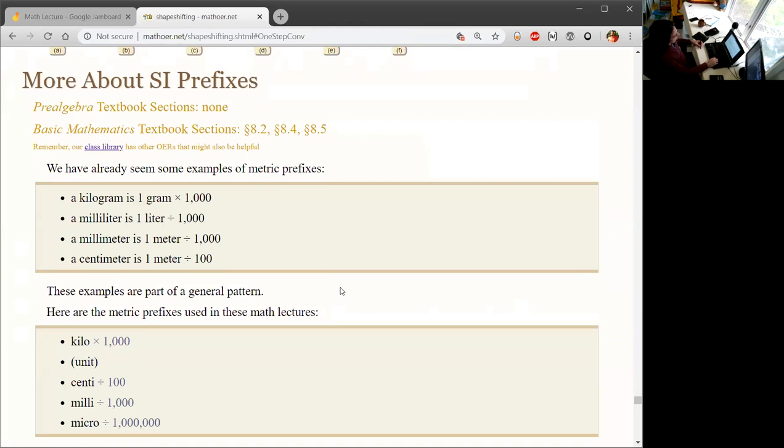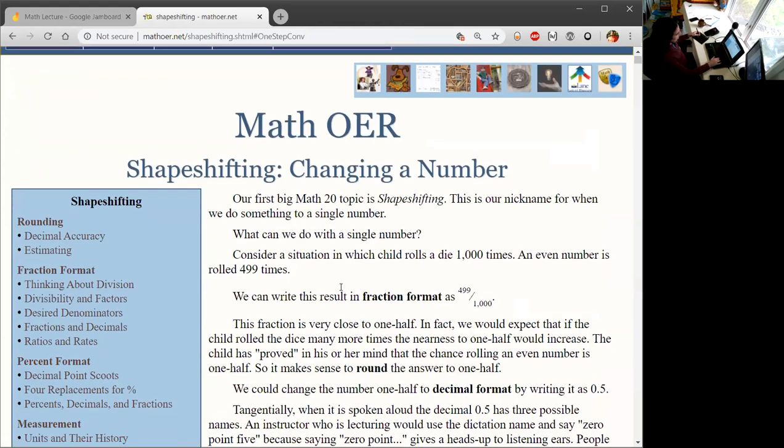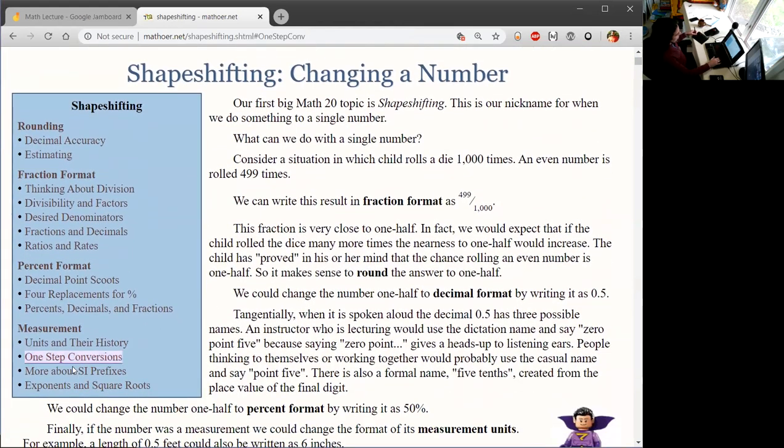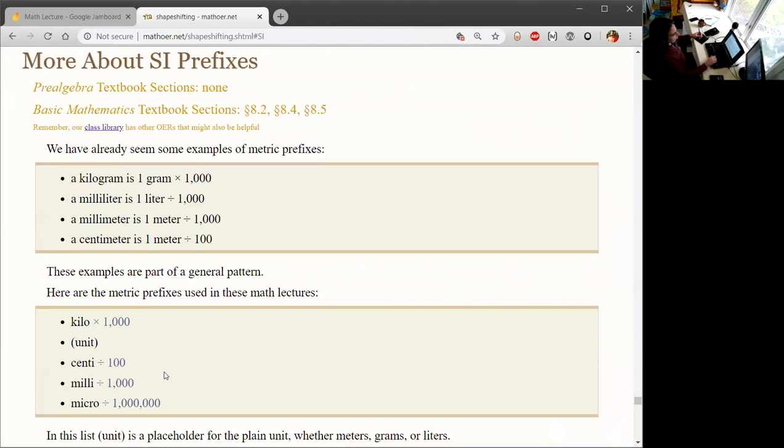We have SI prefixes. We talked about that. And I think this is the end. Is this the end? No, we have exponents. Okay, we're almost at the end of things to do with only one number.